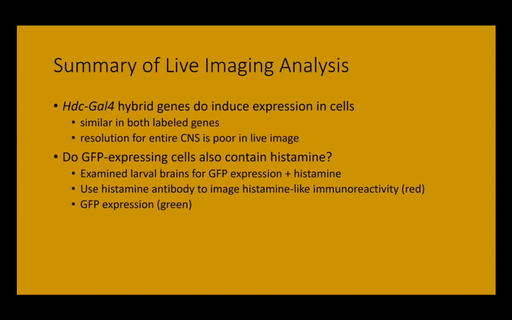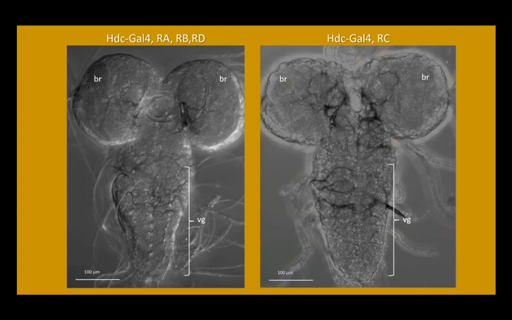We further examined larval brains for GFP expression, indicated by green fluorescence, and histamine, by using histamine antibody to image histamine-like immunoreactivity, indicated by the red fluorescence. These next images are the larval brain images we took of each of the 2 different Hdc Gal4 hybrid genes after they have been put in fixative, which allows for better resolution and shows individual cells when we use confocal microscopy to scan the images. These first set of images are the bright field images.